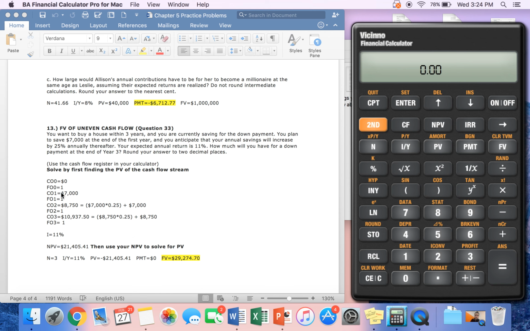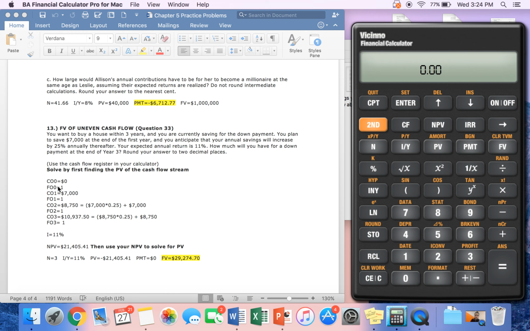And it's not as easy as just plugging in $7,000, because there is a piece in here that says that $7,000 is going to increase 25% annually thereafter, okay? So visualize it, build it out in your timeline.